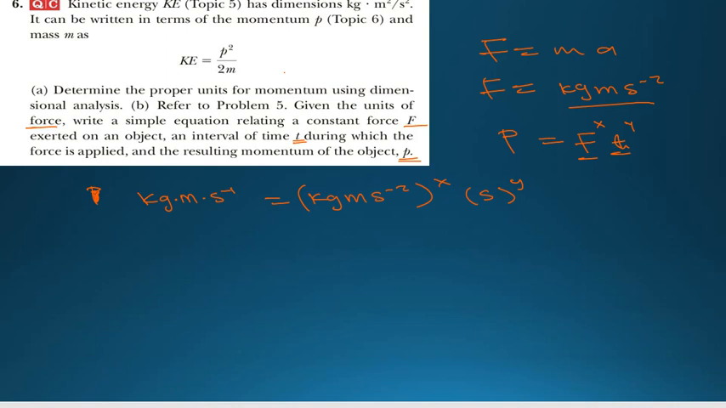Let's go ahead and do this now. Here, we bring it like the way it is. So let's now distribute x everywhere. We are going to have kg to the power x, m to the power x, and s to the power negative 2x. Then s to the power y.